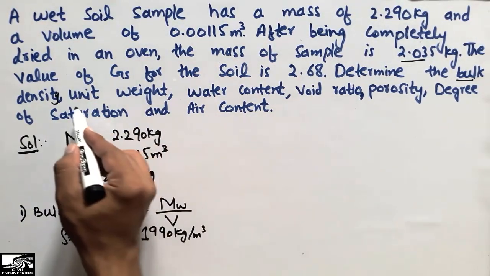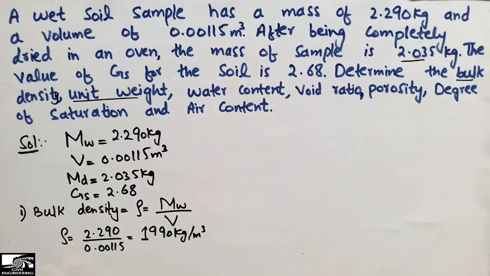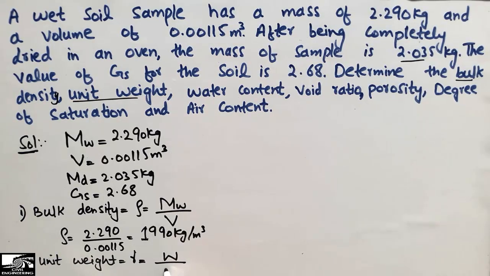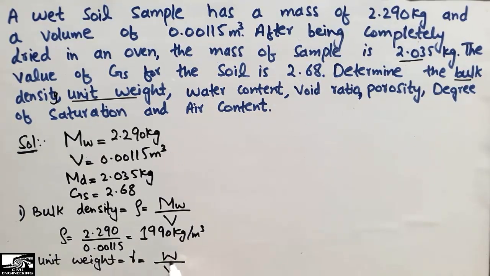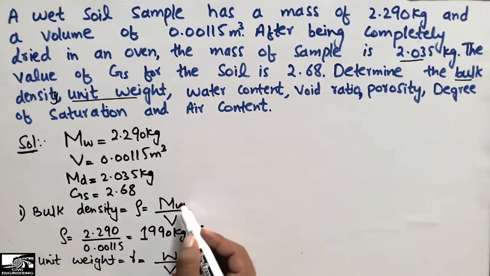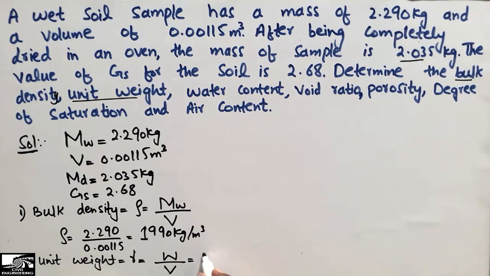Now the second unknown is the unit weight. The unit weight, represented by gamma, can be found by dividing the weight of the soil sample by the volume. The unit weight is the weight per unit volume, while the bulk density is mass per unit volume. In the case of weight, we know that the weight is equal to the mass of the soil sample times g, divided by the volume.